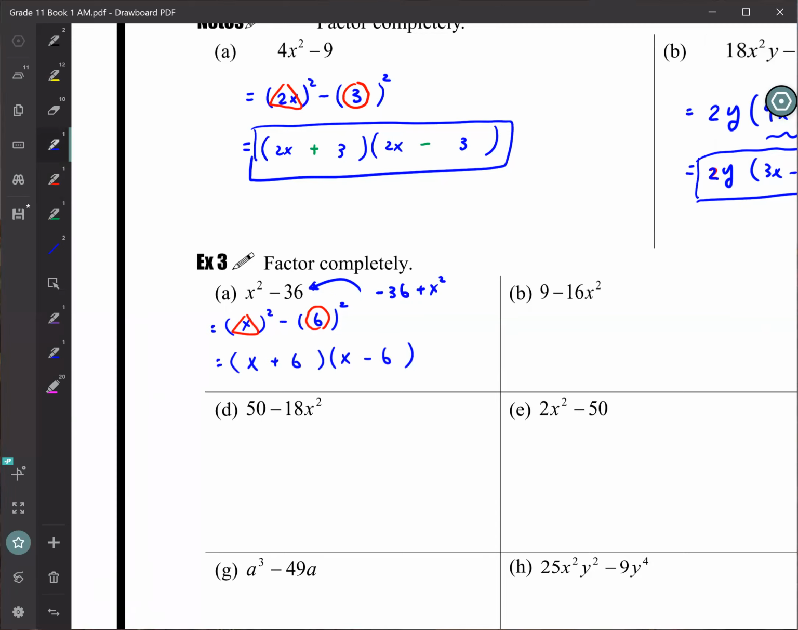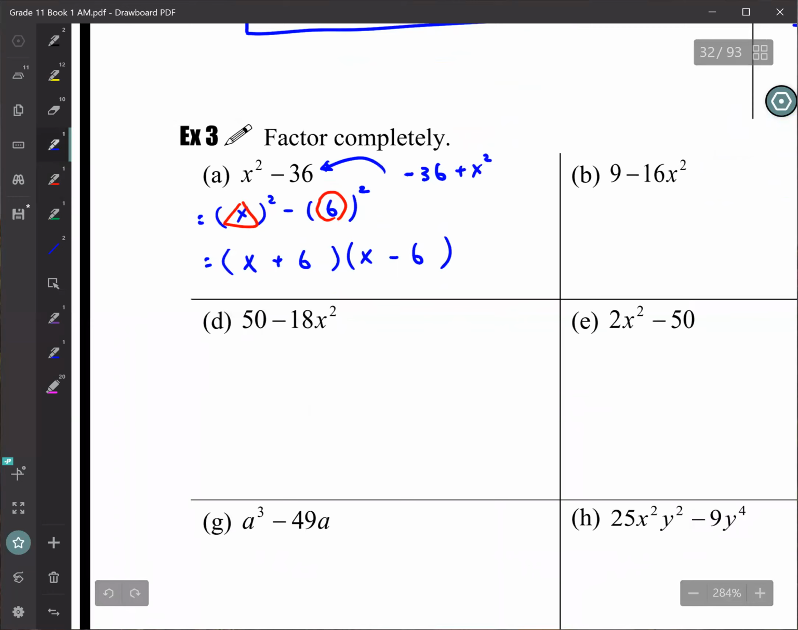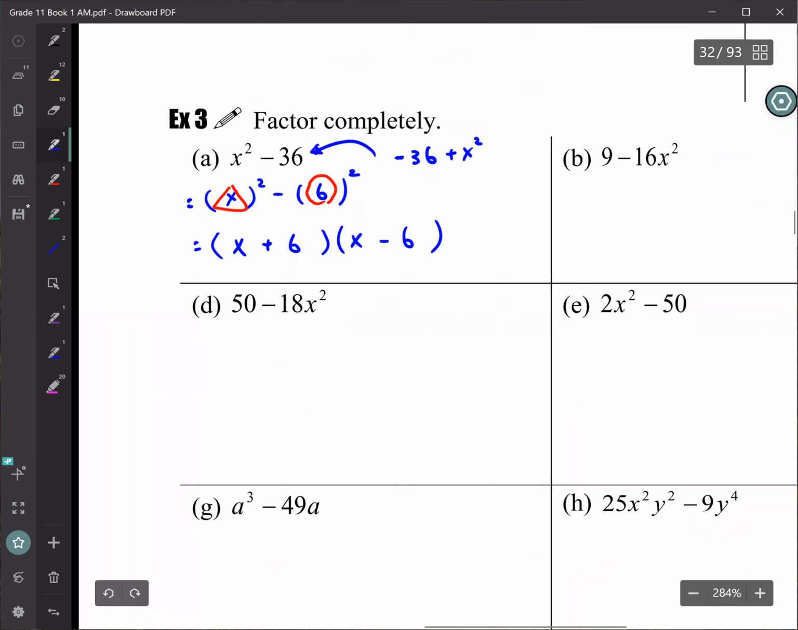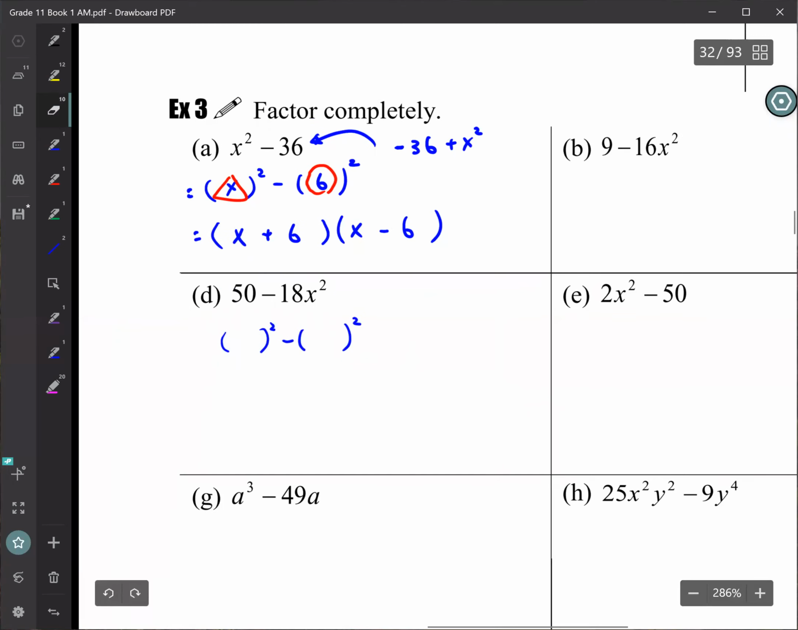Sometimes you need to take GCF out first, otherwise you cannot find something squared. For example, like question D. So everyone look at question D. I do see some people, they see this, and then think about what square gives you 50? And without thinking carefully, they will put 25. This is a common mistake. Don't laugh at this. People do this all the time, especially when you're in a rush.